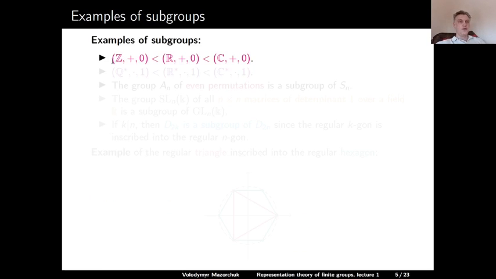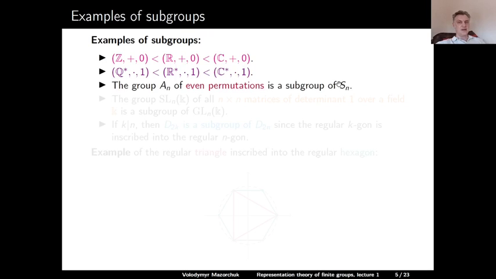Here are some examples. The additive group of all integers is a subgroup in the additive group of all real numbers, and this one, in turn, is a subgroup in the additive group of all complex numbers. Similarly, the multiplicative group of all non-zero rational numbers is a subgroup in the multiplicative group of all non-zero real numbers, and this one, in turn, is a subgroup in the multiplicative group of all non-zero complex numbers.